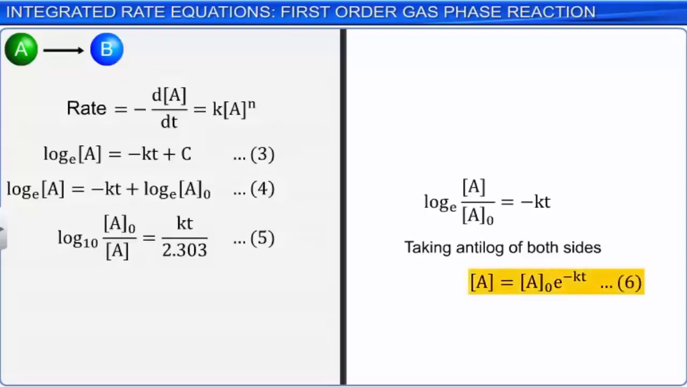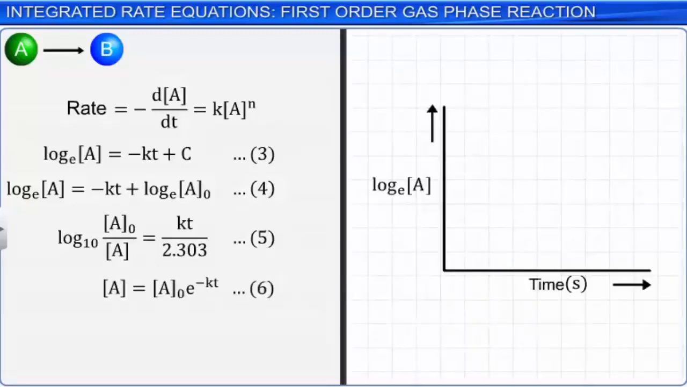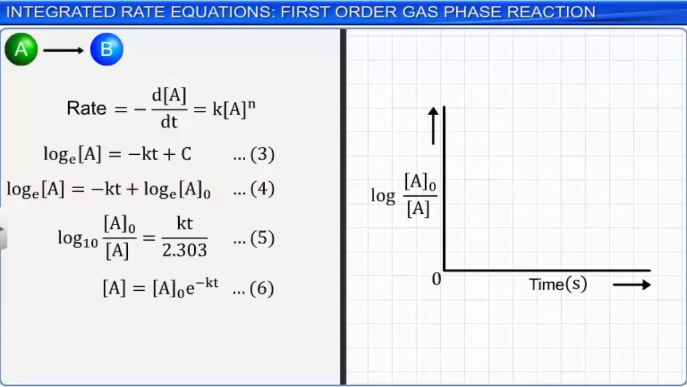If we plot equation 4 on graph, then we get a straight line with the y-intercept as log initial concentration of A naught to the base e and slope as minus k. If we plot equation 5 on a graph, we get the graph as shown here.